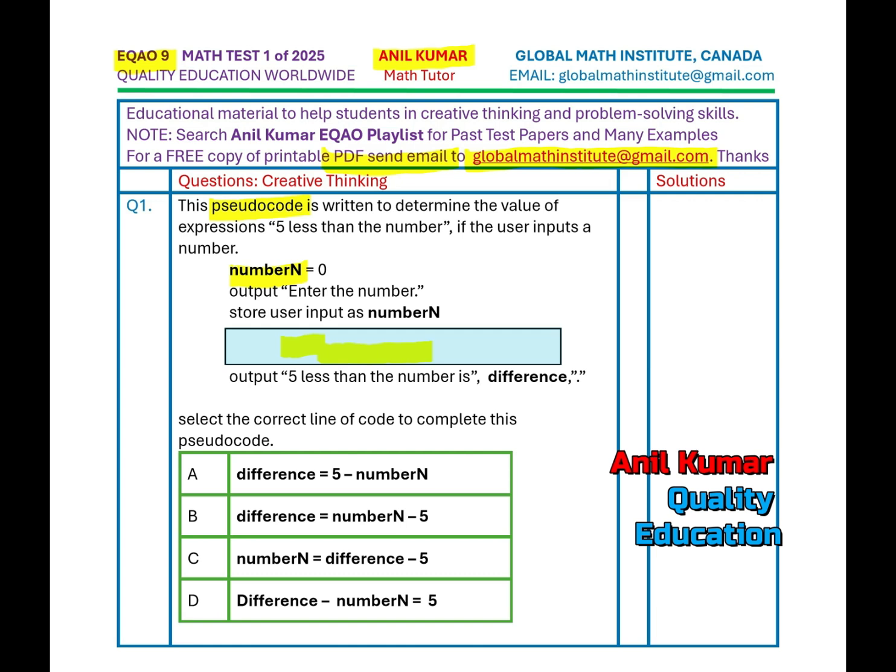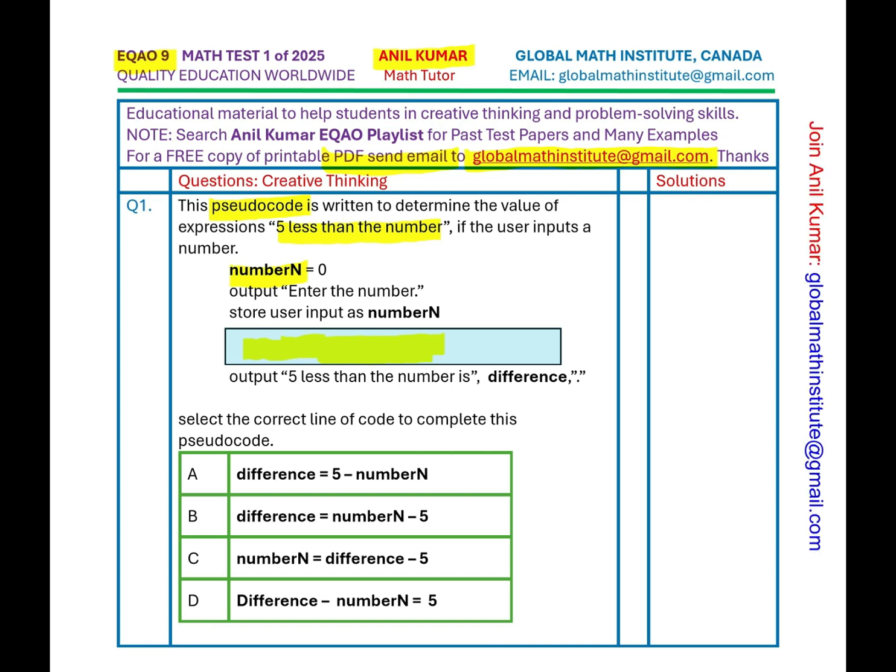Then here we have to write a code for what to do with this number n, right? The problem is 5 less than the number is what we need to figure out. Then once we do that, the output is 5 less than the number is difference. So difference is another variable which gets its value from the number inputted by the user. You get the whole idea now.